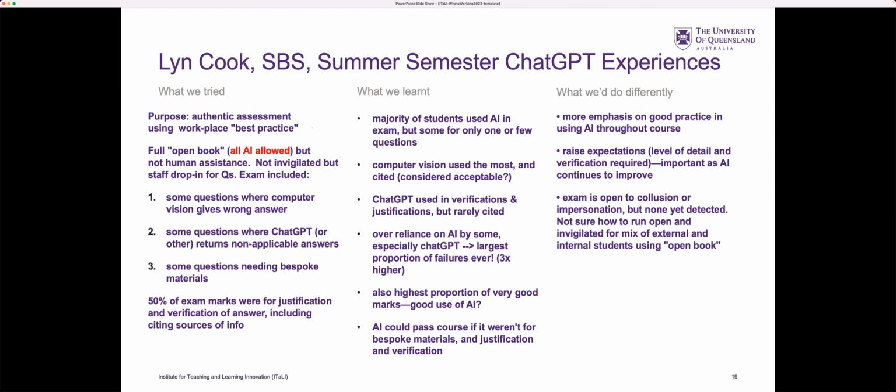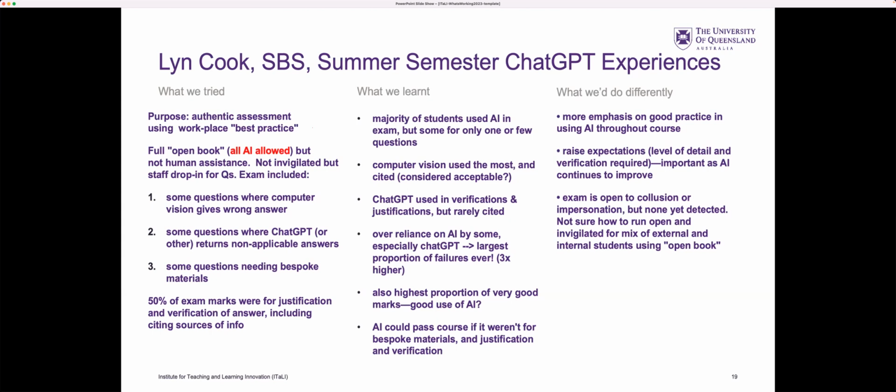In addition to doing the identifications, the students were also asked to give justification and verification of their answers, and to cite the sources of the information and the resources that they used. That's 50% of the entire exam. They can get an answer correct, but they will only get a pass mark or just below if they can't do the justification and verification of that answer.